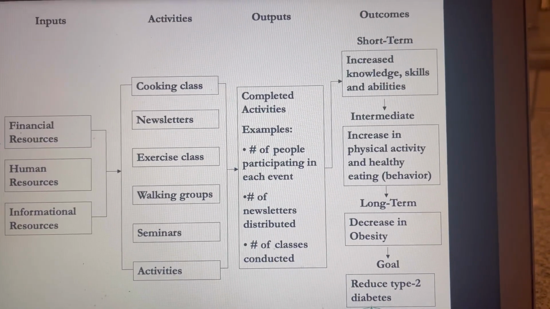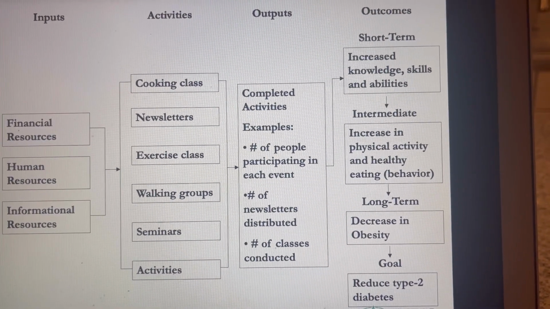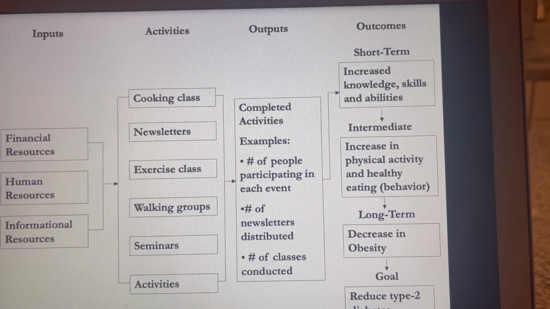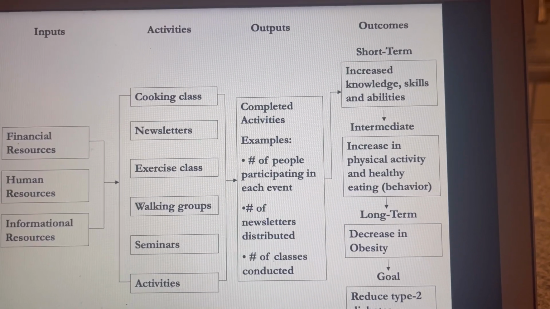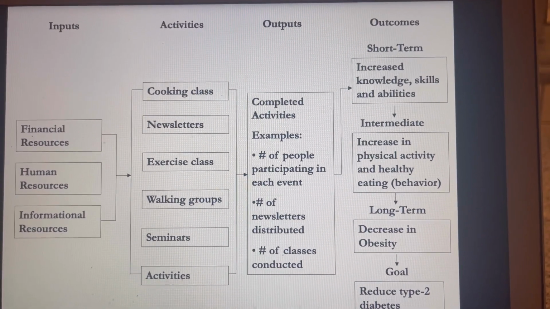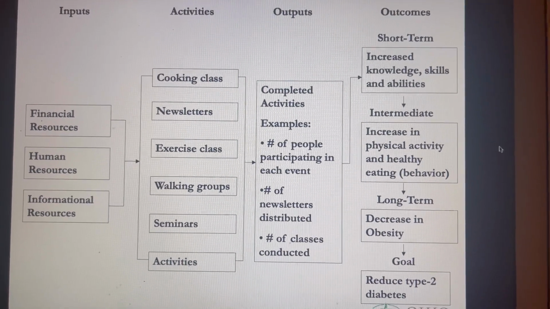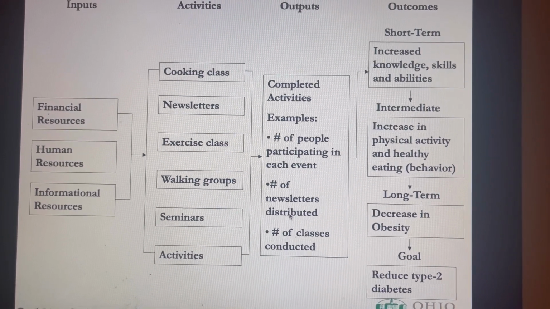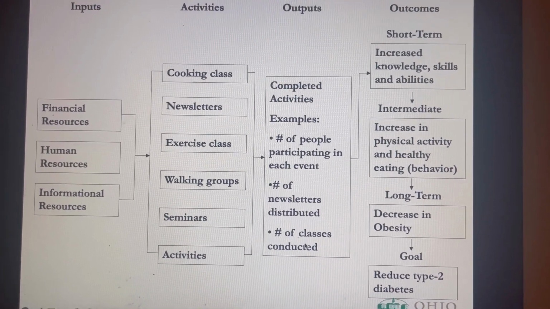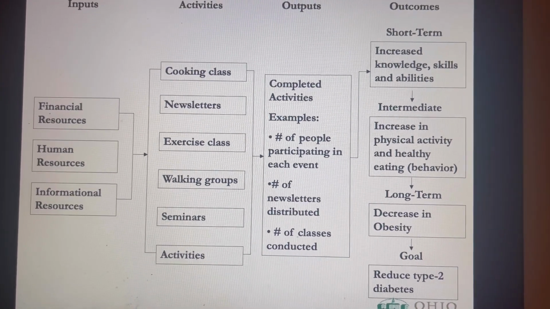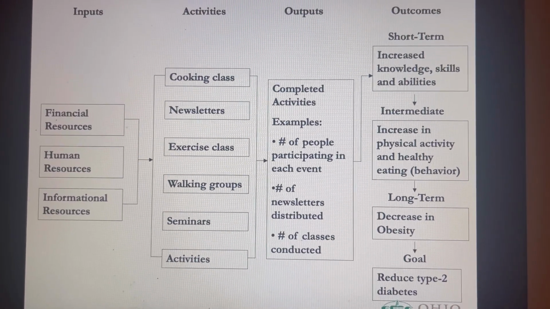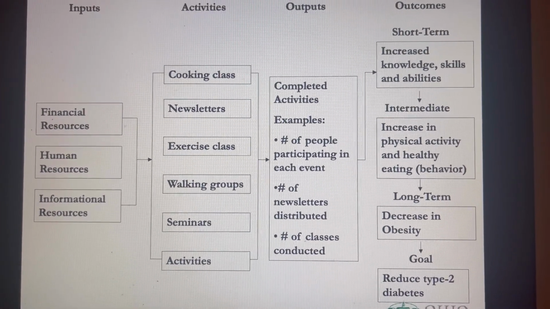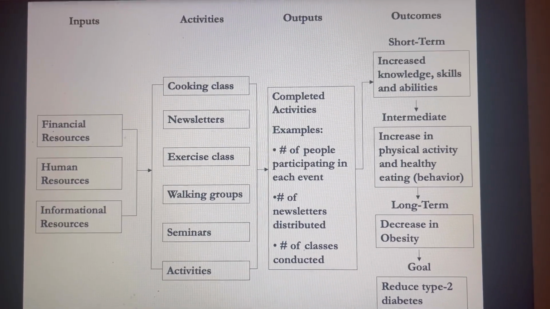Then after we look at our short-term outcomes, what do we think is output? So what are we going to do in order for us to increase knowledge and skills in our participants? Is to what? Completed activities and examples of number of people participating in each event, number of newsletters distributed, number of classes conducted. So these are outputs we want to see. Then in order for us to have the number of participants in each event and the number of newsletters distributed, we need to have activities.